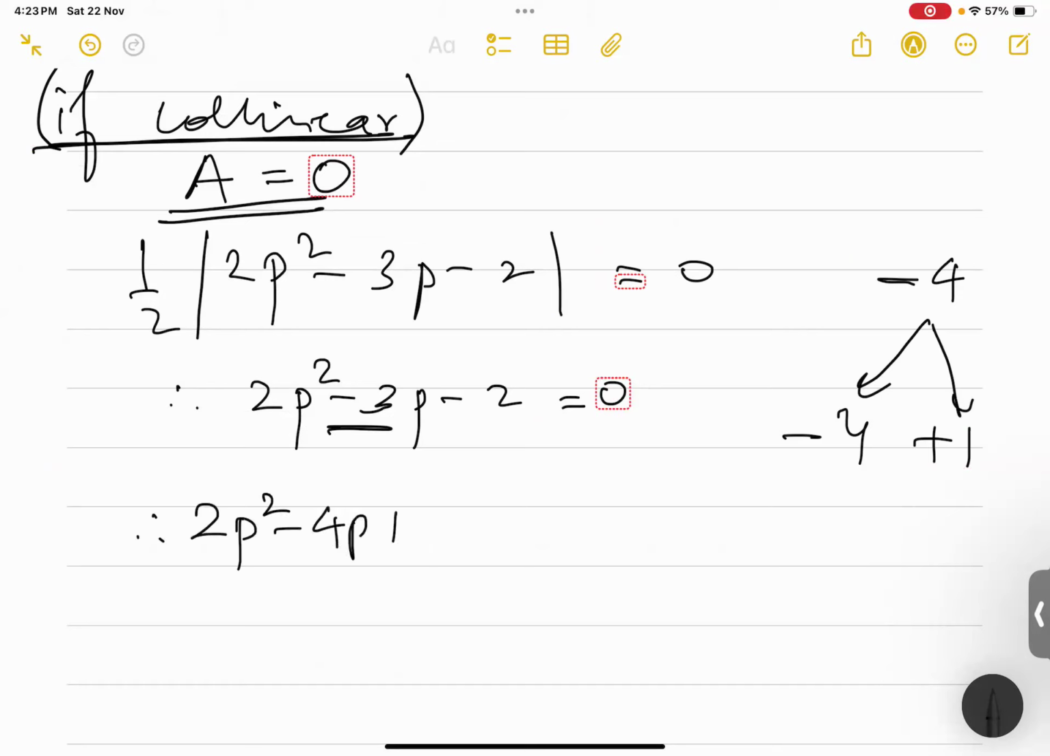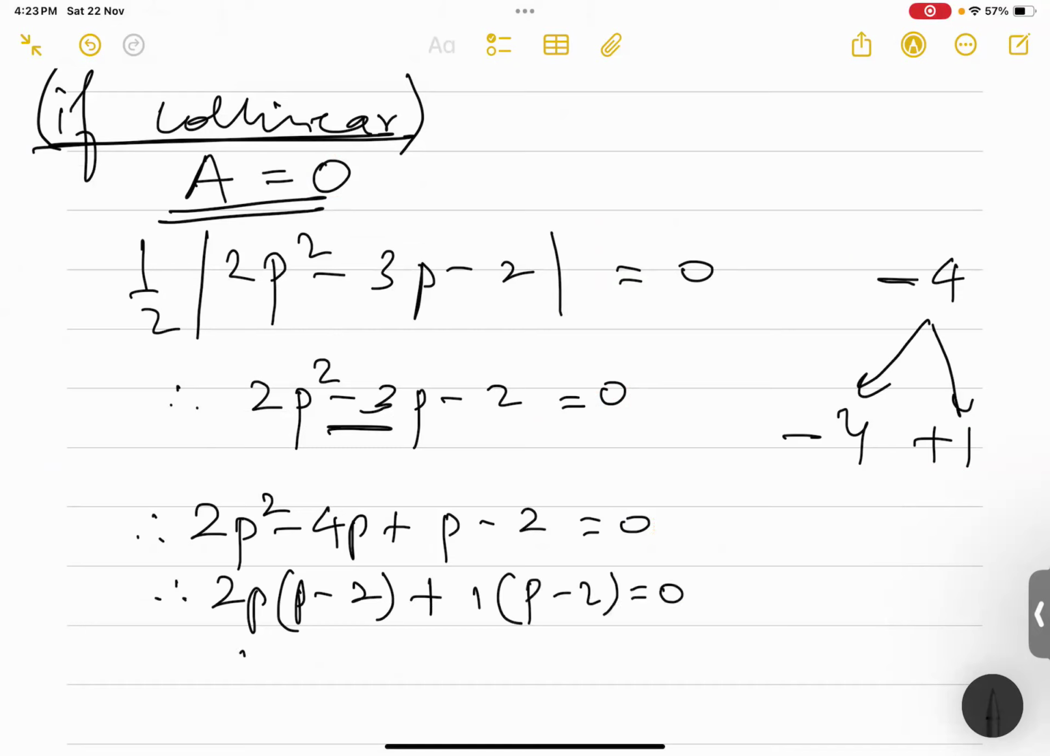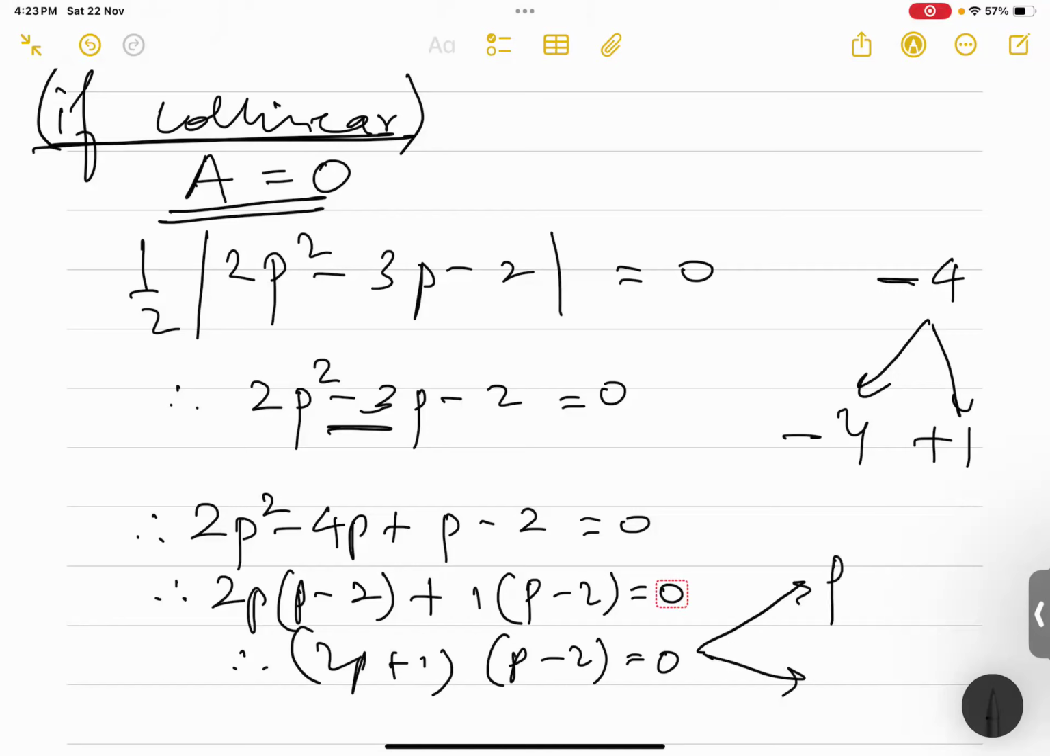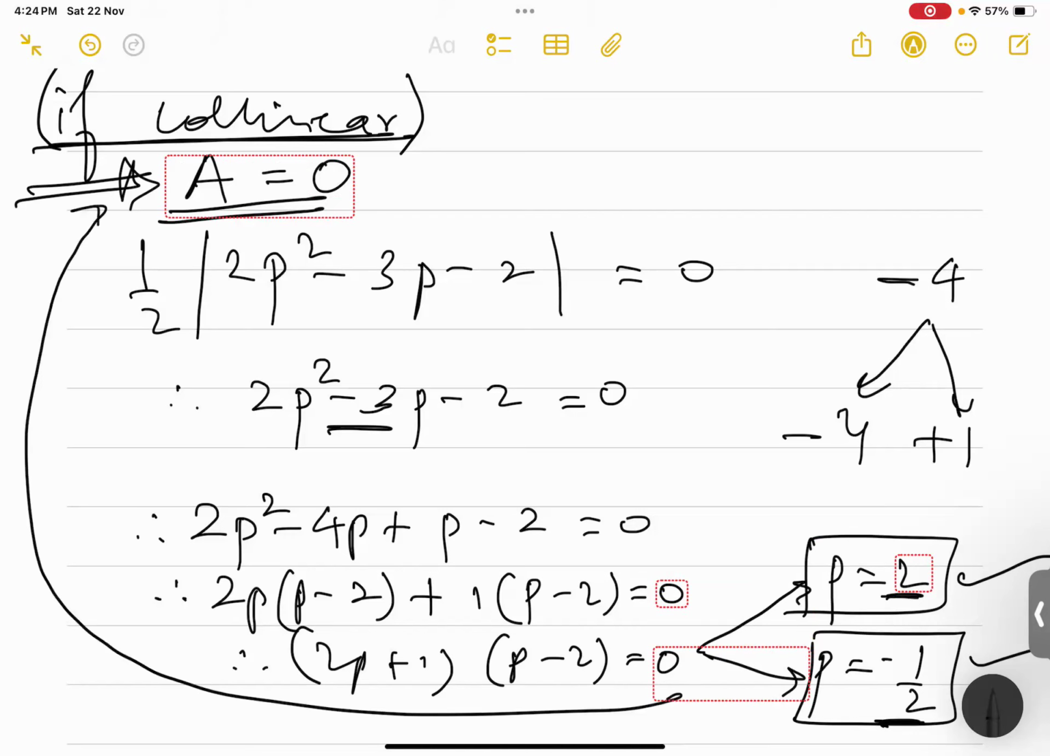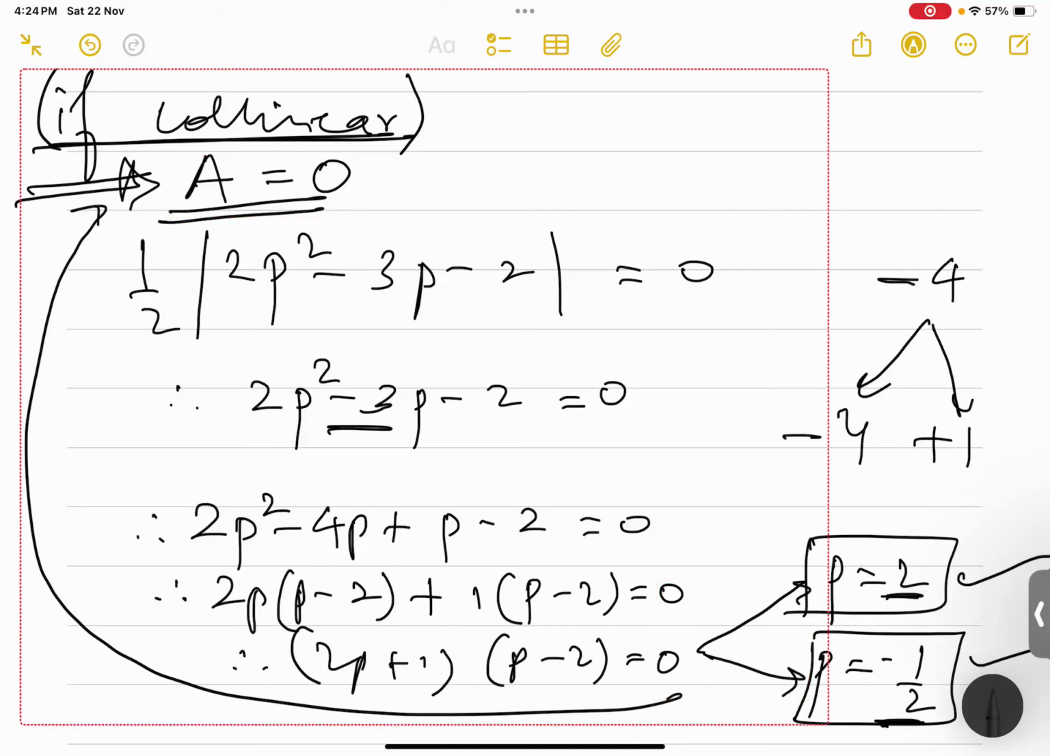2p square minus 4p plus p minus 2 equal to 0. Therefore 2p into p minus 2 plus 1 into p minus 2 equal to 0. Therefore 2p plus 1 into p minus 2 equal to 0. This gives me two things, p equal to 2 and p equal to minus half. See, when we took area as 0, we got p is equal to 2 and p is equal to minus half. So the converse is also true. When p is equal to 2 or p is equal to minus half, the area will be 0. Right? So that's how we calculate this.